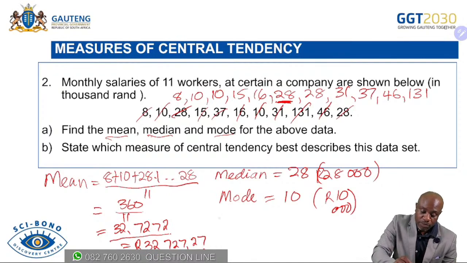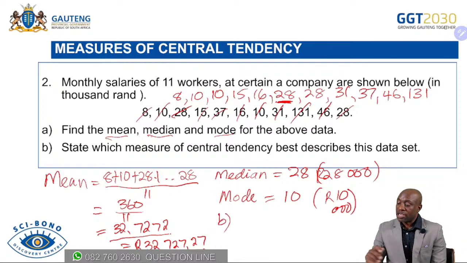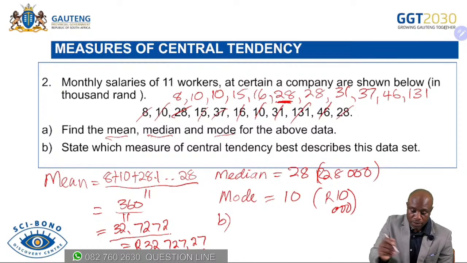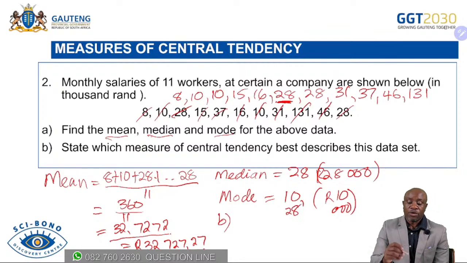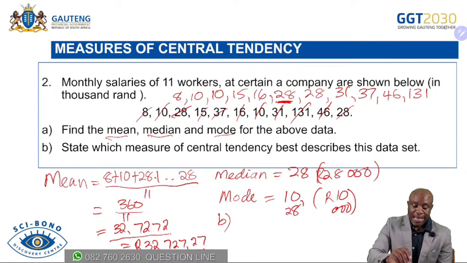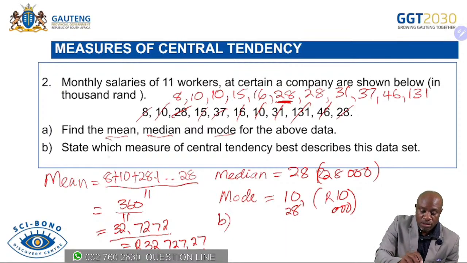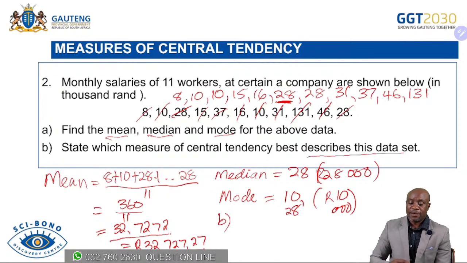Now, let's do part B of this question. Now, the mode, there are 2 modes. Somebody is reminding me there are 2 modes there. There's 10 and there's 28. So it's bimodal, meaning it's got 2 modes. Now, let's look at the last question there. Which measure of central tendency best describes this data?